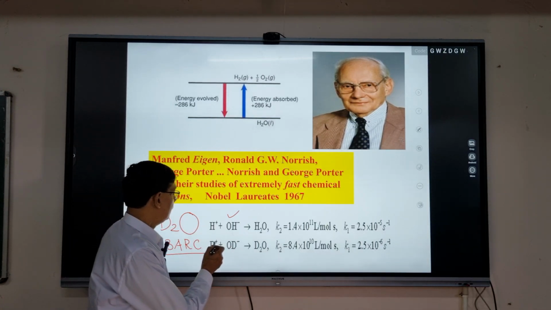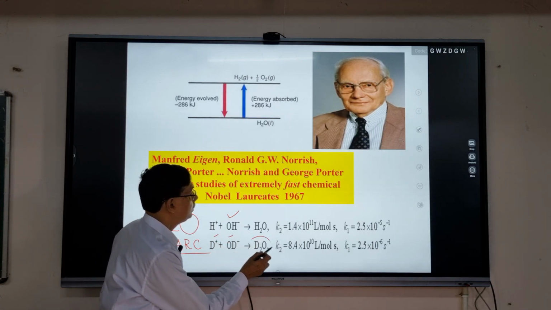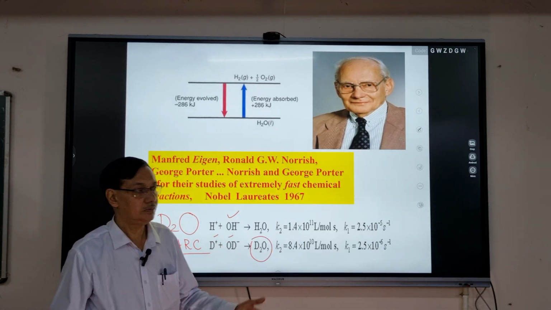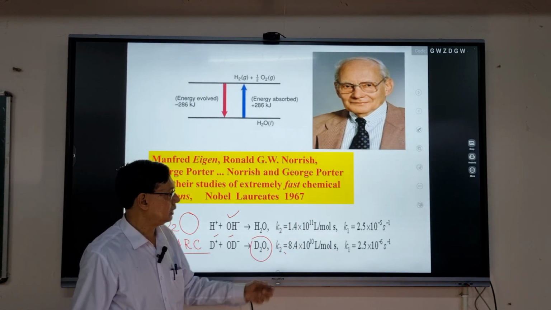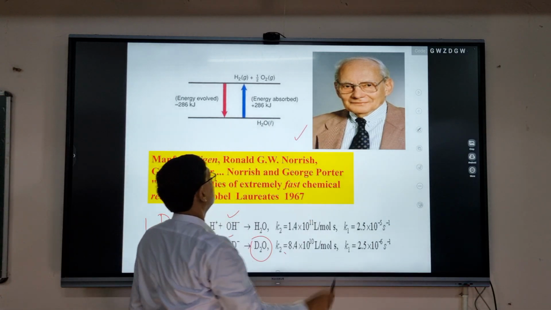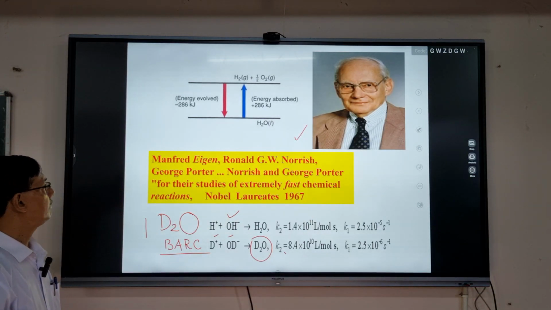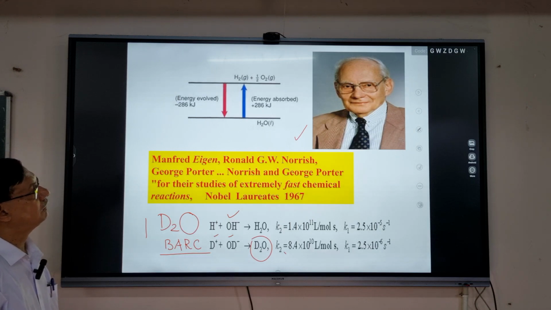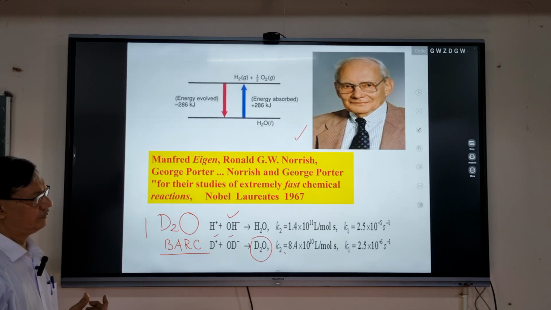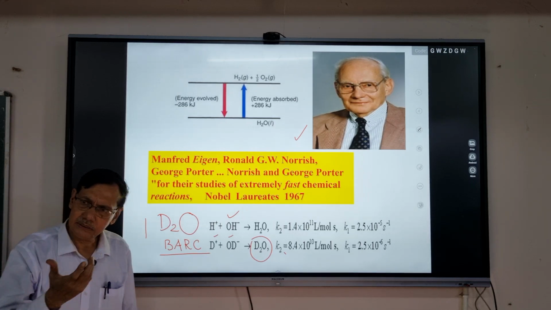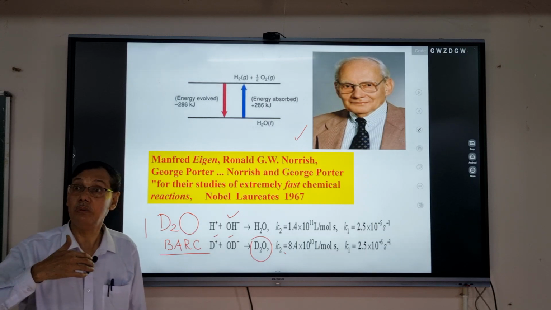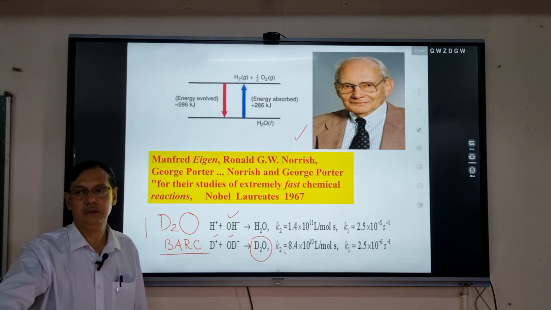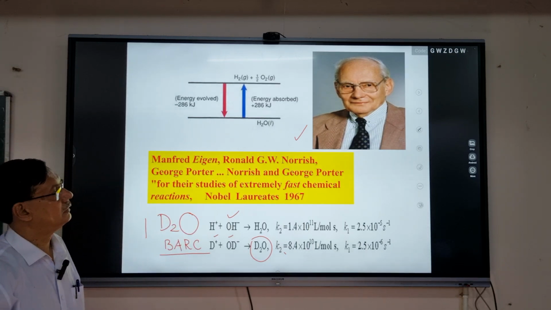So even D and OD, formation of D2O is also a fast reaction. Of course, it is 1.4 into 10 to the 11, it is 8.4 into 10 to the 11. And this is the great scientist Manfred Eigen, who got the Nobel Prize for these reactions. It is a very nice article, on unestimable fast reactions, because every Nobel laureate has to deliver a Nobel lecture, and this lecture is available on the website, so you can go through these things.